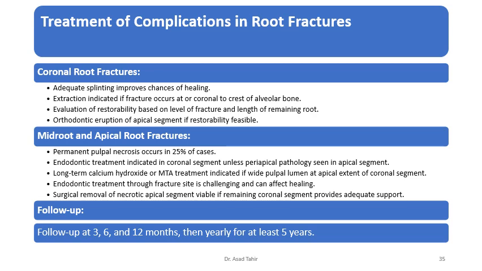Midroot and apical root fractures. Permanent pulpal necrosis occurs in 25% of cases. Endodontic treatment indicated in coronal segment, and less periapical pathology seen in apical segment. Long-term calcium hydroxide or MTA treatment indicated if wide pulpal lumen at apical extent of coronal segment. Endodontic treatment through fracture site is challenging and can affect healing. Surgical removal of necrotic apical segment viable if remaining coronal segment provides adequate support. Follow-up at 3, 6, and 12 months, then yearly, for at least 5 years.